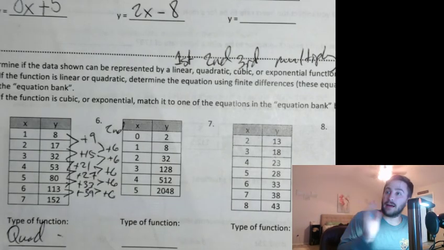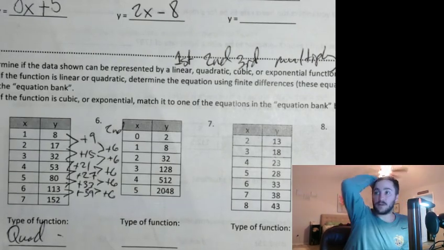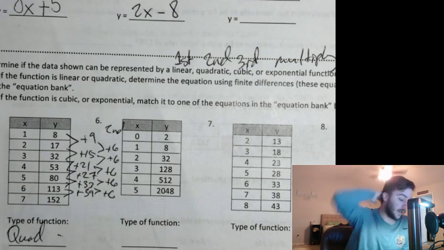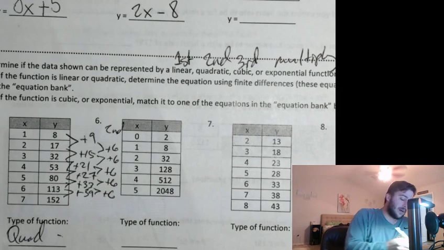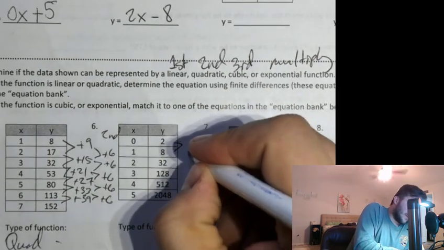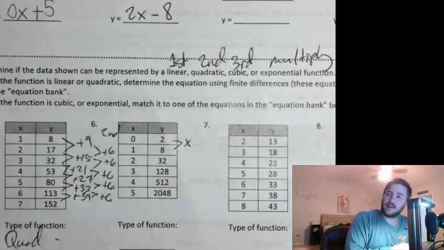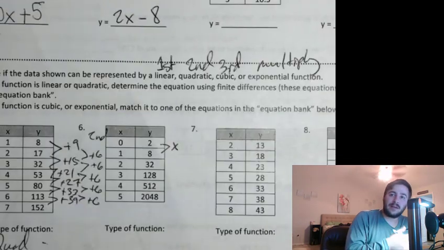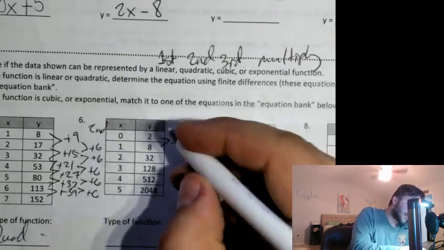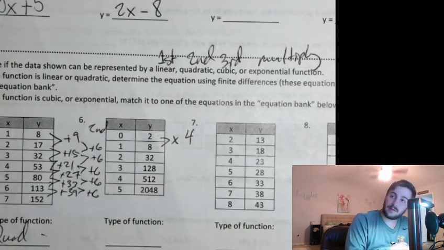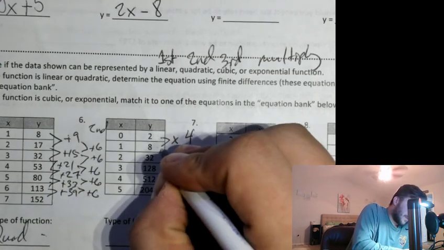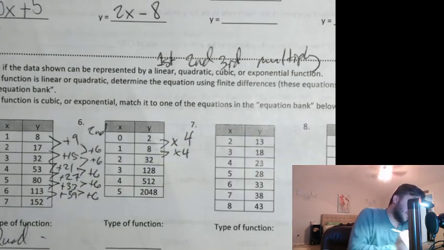Okay, this is gonna be an exponential function for sure. Instead of it being a plus or a minus, so we're looking at differences, instead, what are we multiplying by? Because you might as well check if things get big super fast like that. You might as well be checking if it's exponential. So times what? 2 times 4 makes 8. 8 times 4 makes 32.